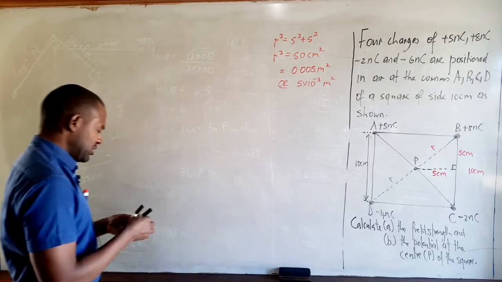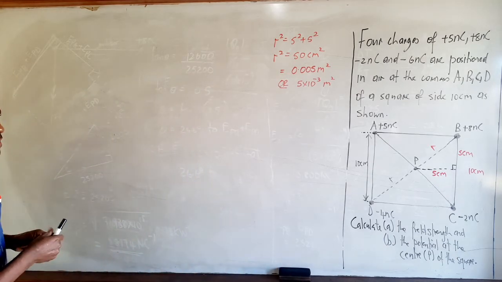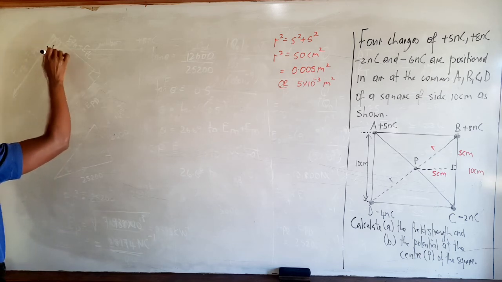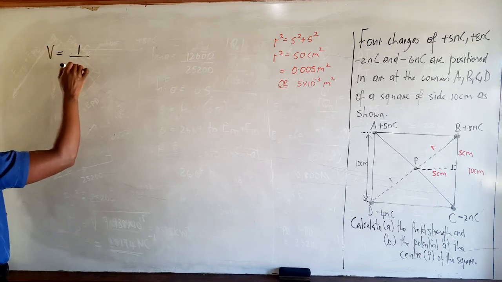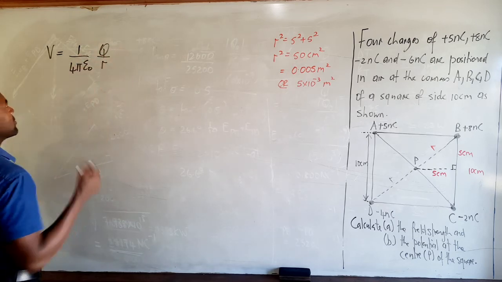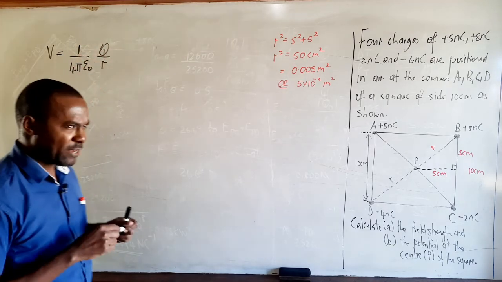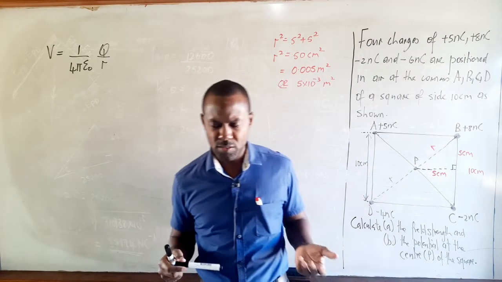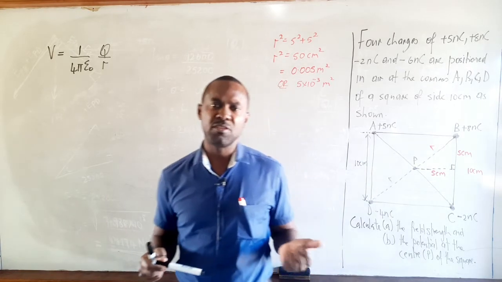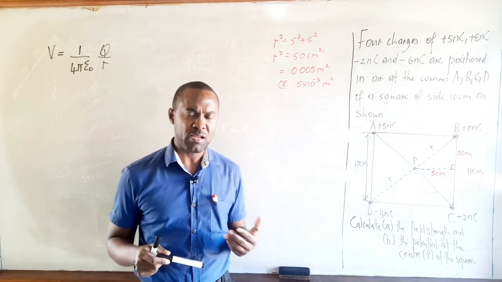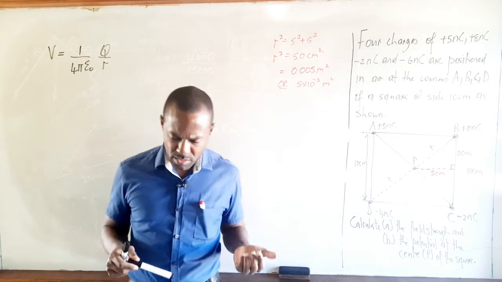Now, electric potential at a point due to a charge Q is given by V equals 1 over 4 pi epsilon naught Q over r. One of the differences between electric potential and electric field strength is that electric potential is a scalar quantity, whereas electric field strength is a vector quantity. So being a scalar quantity, electric potential has no direction.